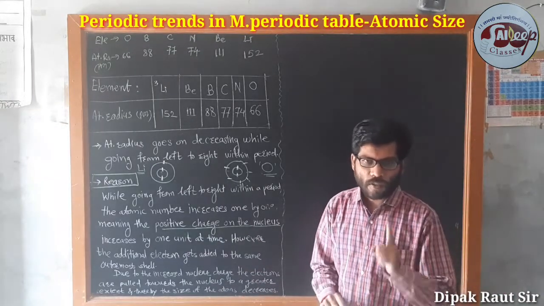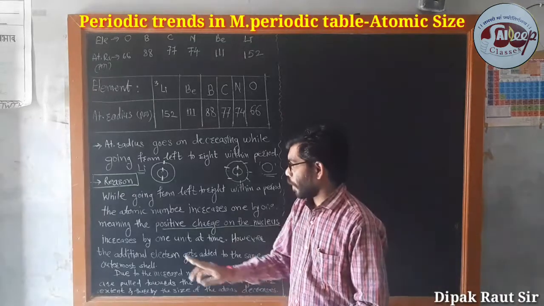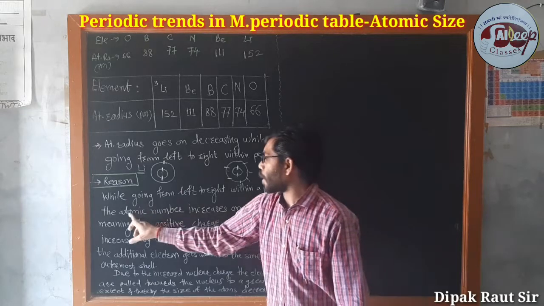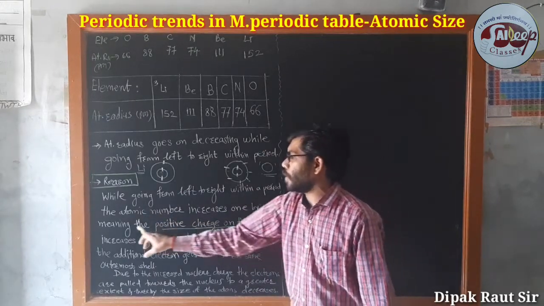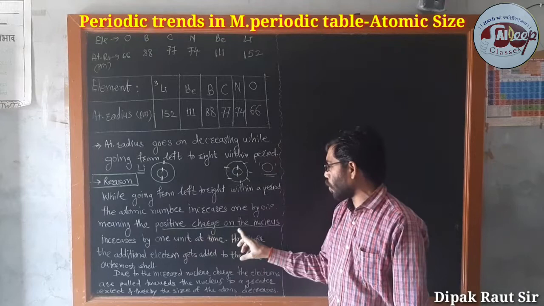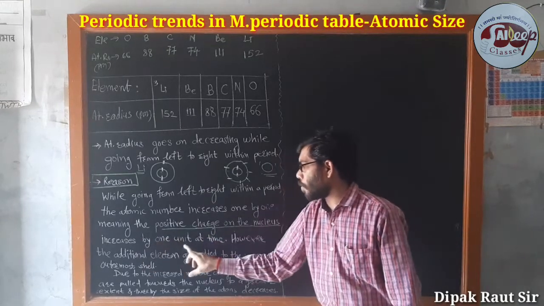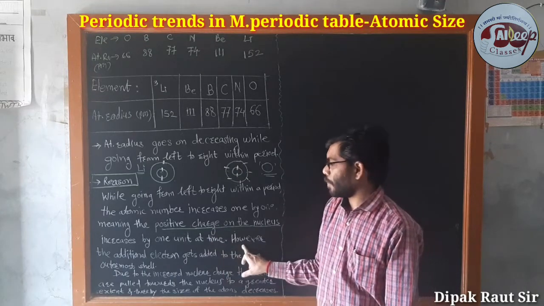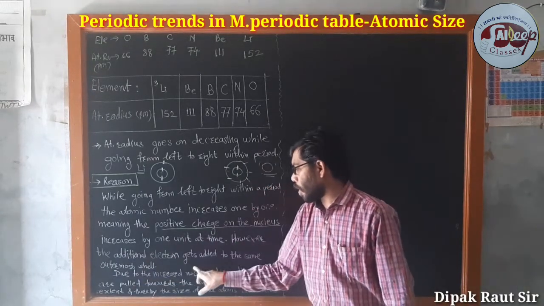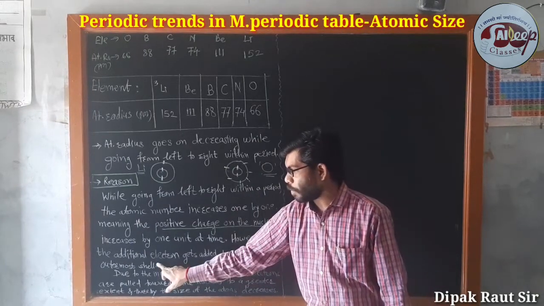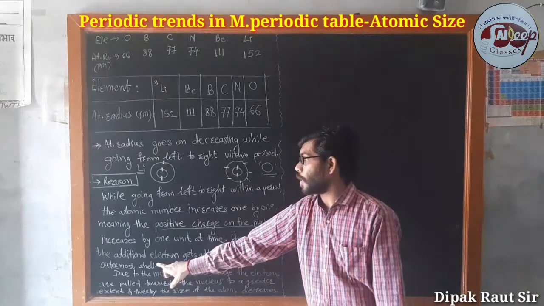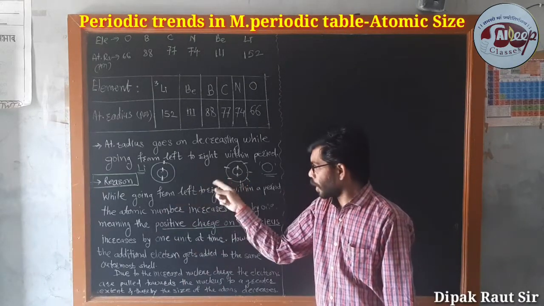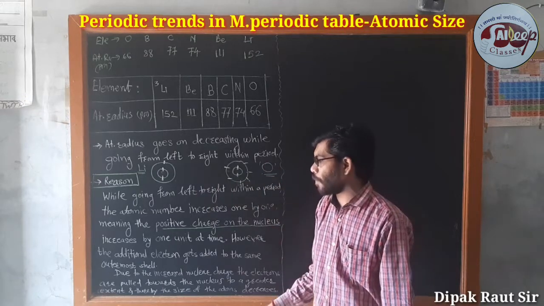Okay, so this is the perfect reason. While going from left to right within a period, the atomic number increases one by one, meaning the positive charge on the nucleus increases by 1 unit at a time. However, the additional electron gets added to the same outermost shell. Let's see in this example, second shell: the additional electron gets added, but the shell is the same, the outermost shell is the same.